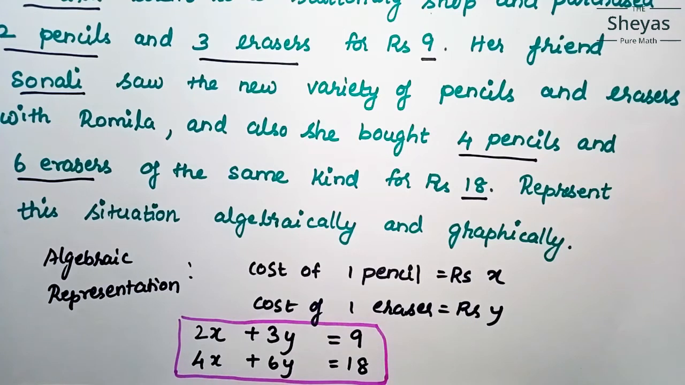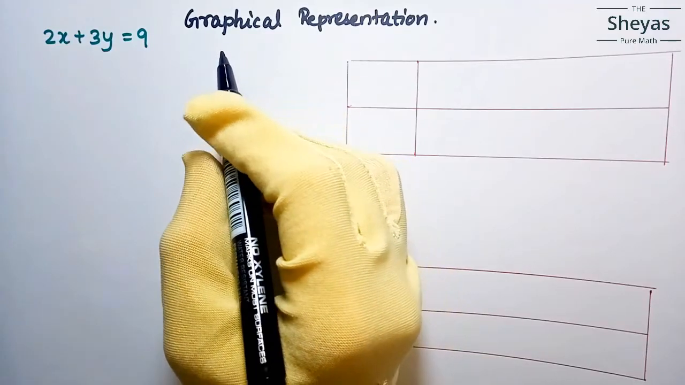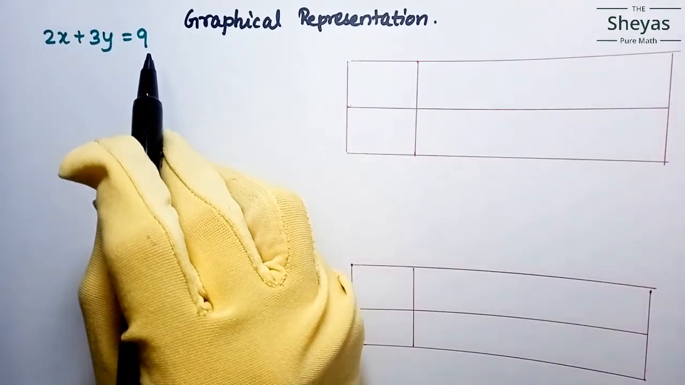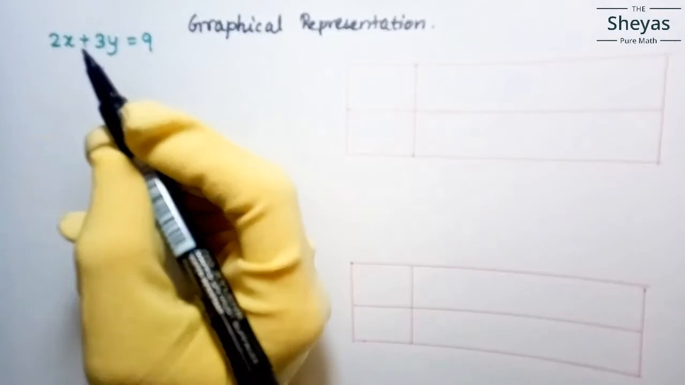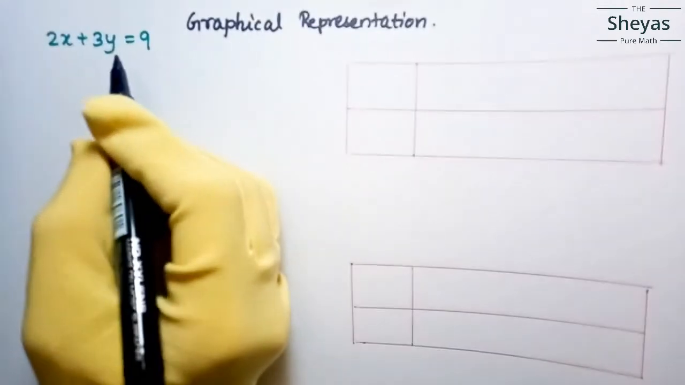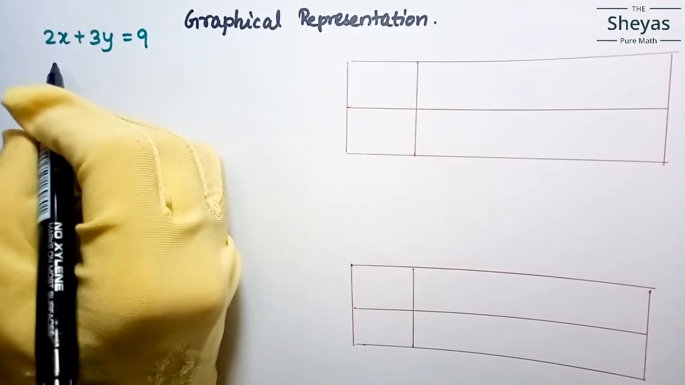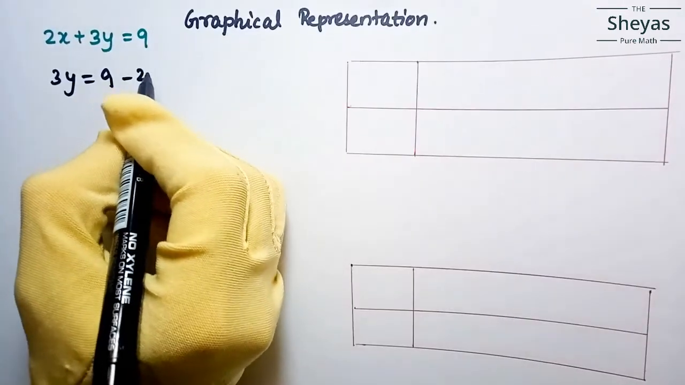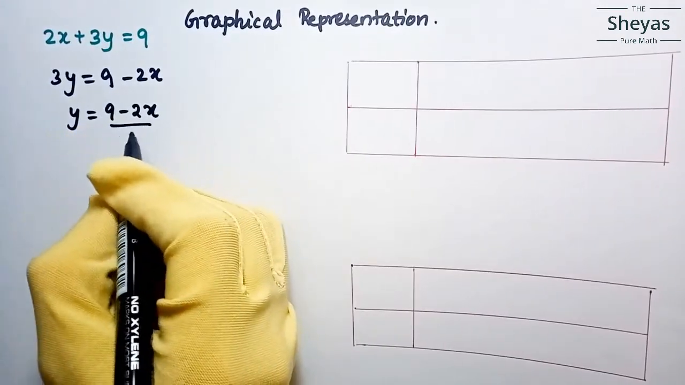Now we are going to represent graphically. Graphical representation. So what is the first equation you got? 2x plus 3y is equal to 9. To graph this line we need 2 points, x and y. So we can keep this 3y as such and take 2x to the other side. So it will be minus 2x. So y is equal to 9 minus 2x by 3.